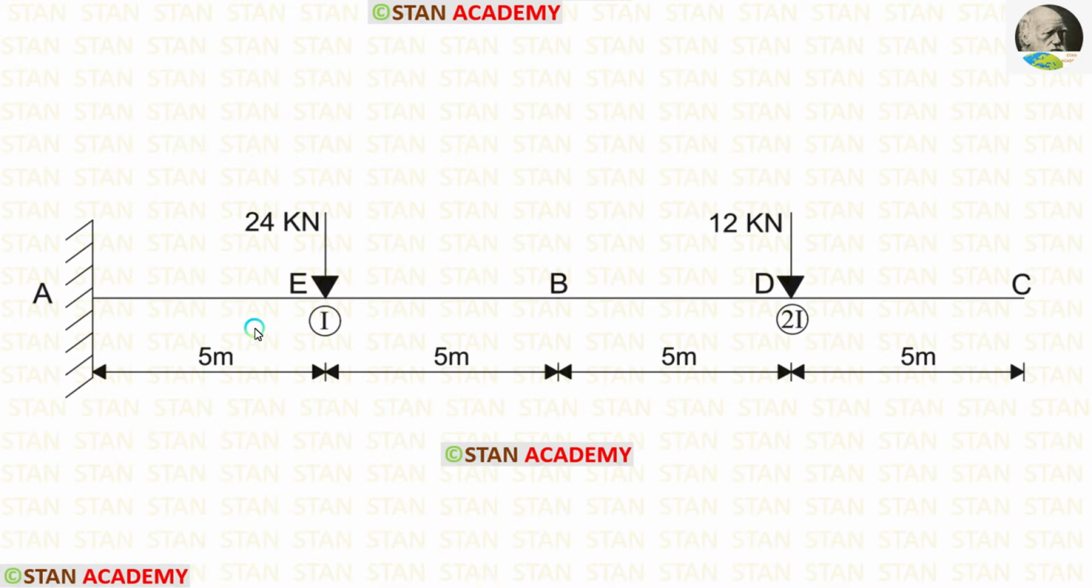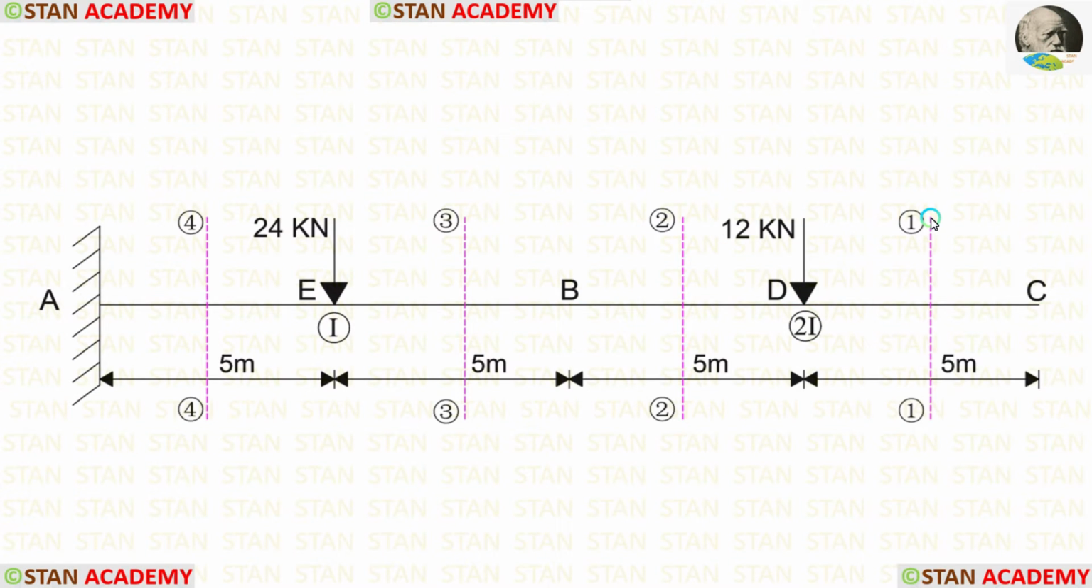In this beam, there are 4 different parts: CD, DB, BE and EA. So we have to make 4 sections. You can see that I have made the first section in CD, the second section in DB, the third section in BE, and the fourth section in EA.